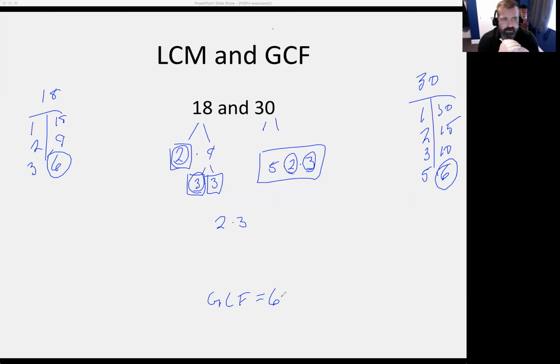What other common factors do they have besides 6? 3, 2, what else? There's one more common factor. 1 is a factor, but it's not what?